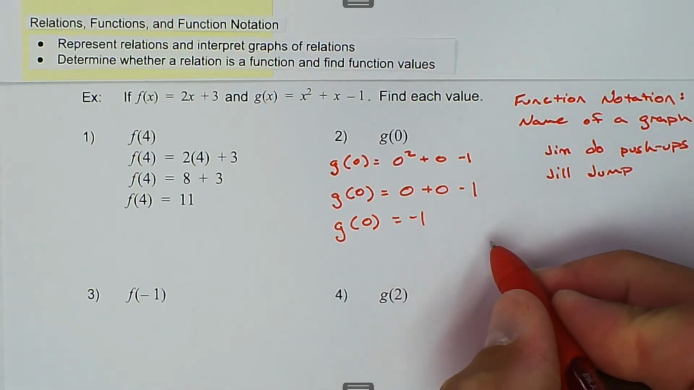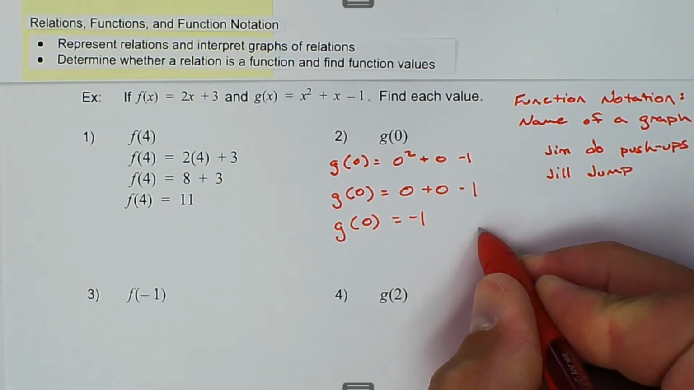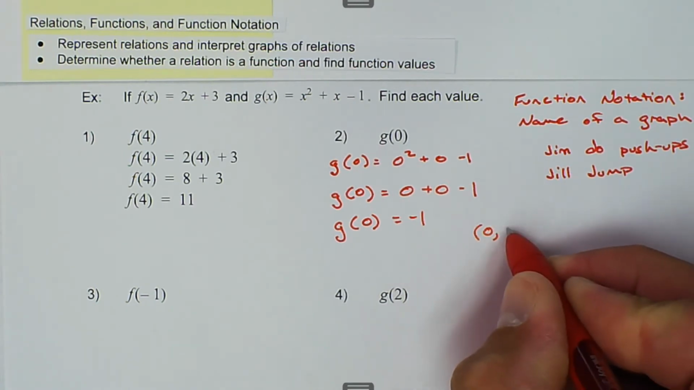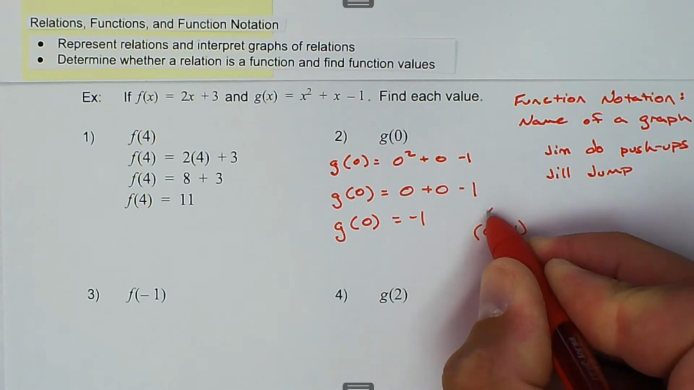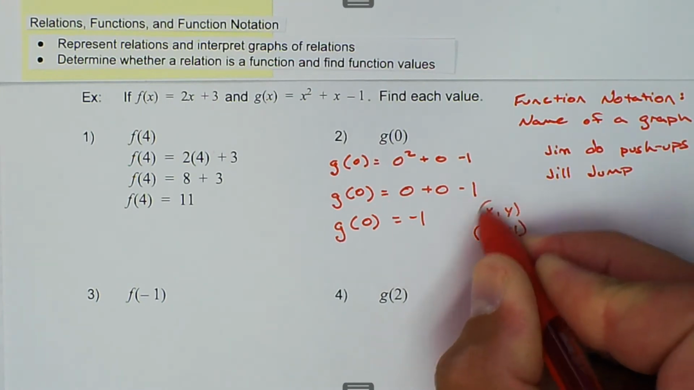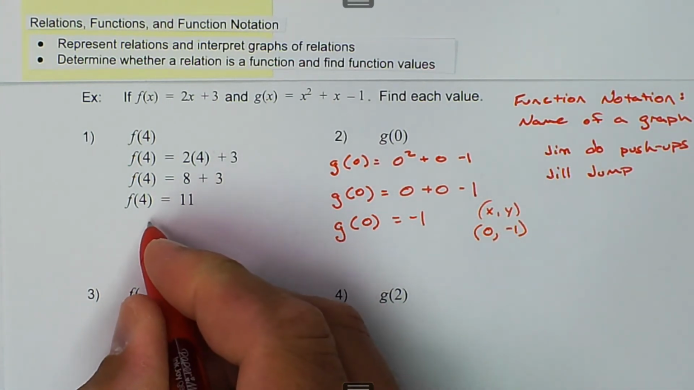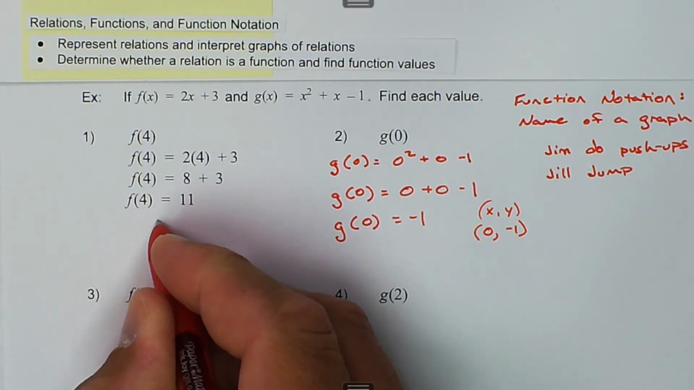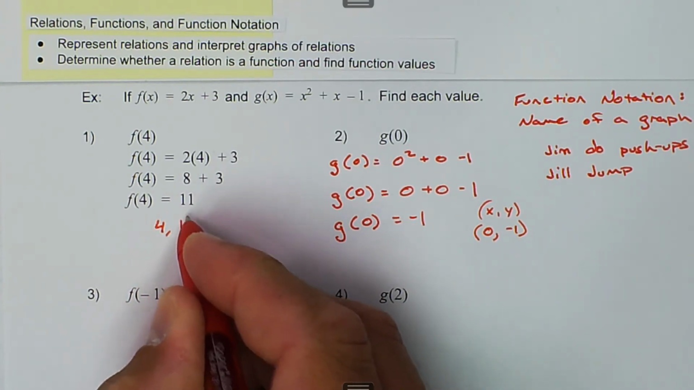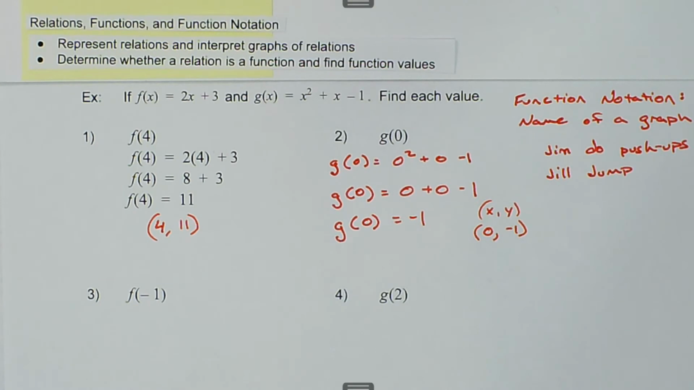So that gives us an x and y pair for this one. Our x, we substituted in 0 for x, and we got -1 for y. That's our x, y coordinate. For this original practice, our x was 4, and our y turned out to be 11.